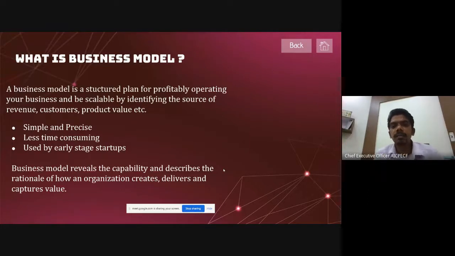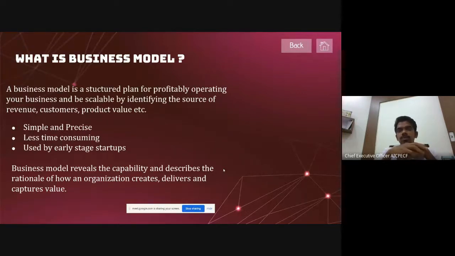So this is where the business model comes into the picture. When you compare it with the business plan, these are very simple to build, and also very precise. When it comes to a long-term strategy, there is a lot of ambiguity and a lot of detailed processes that you are doing in it.